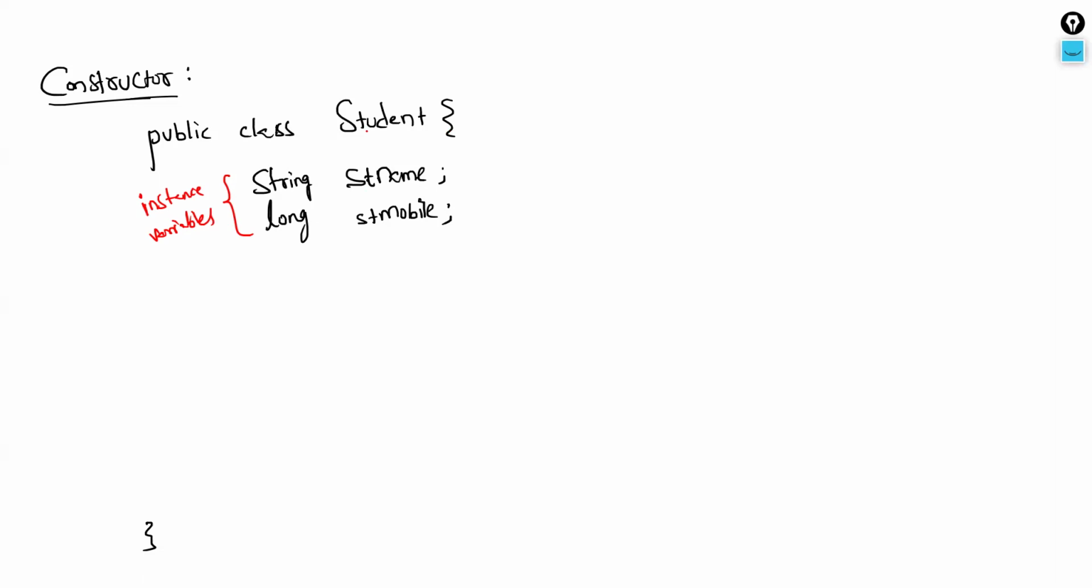Then to initialize them, which concept do we have to use? Constructor is the concept. What is the class name? Student. Then what's the constructor? Access modifier public, then a space. The constructor name is the same as the class name, Student. How many variables to be initialized? Two variables. First one, String n for name. Then second one, long m for mobile. Then the constructor body.